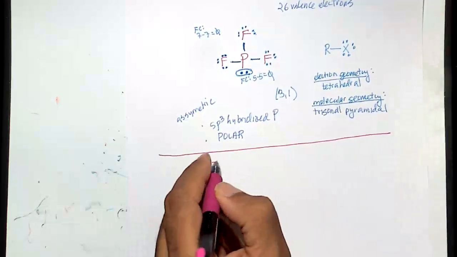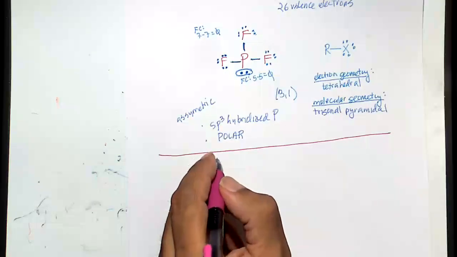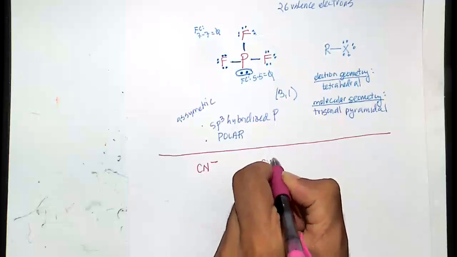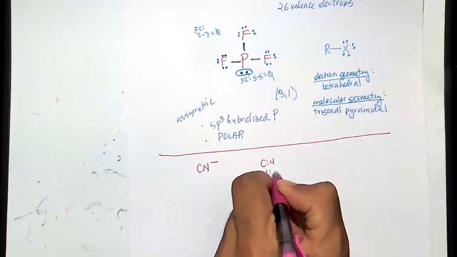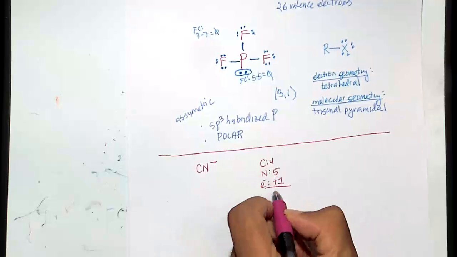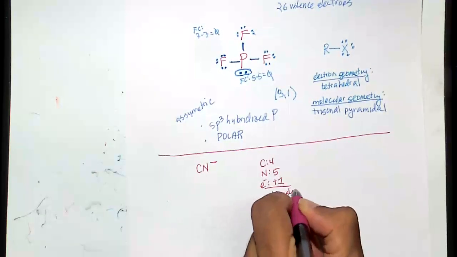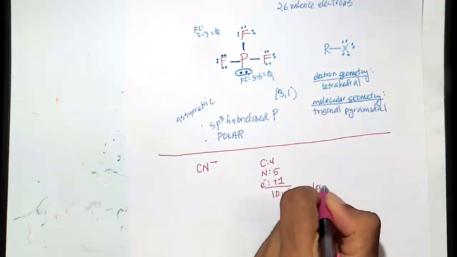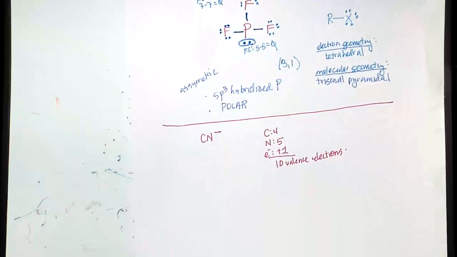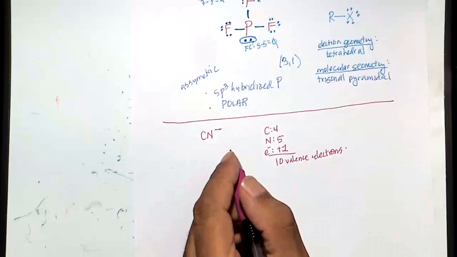So cyanide ion, this is the formula they give you. You want to find the structure. So what is carbon happy at? 4. What is nitrogen happy at? Okay, so plus 1. So we have 10 valence electrons here in the cyanide ion.